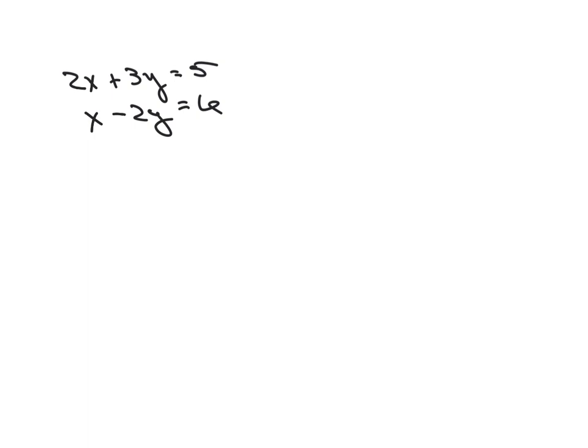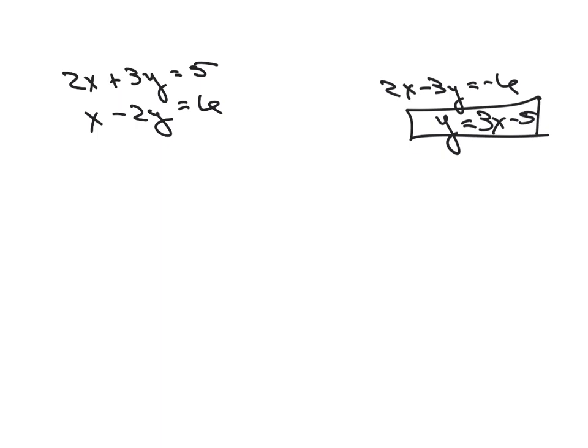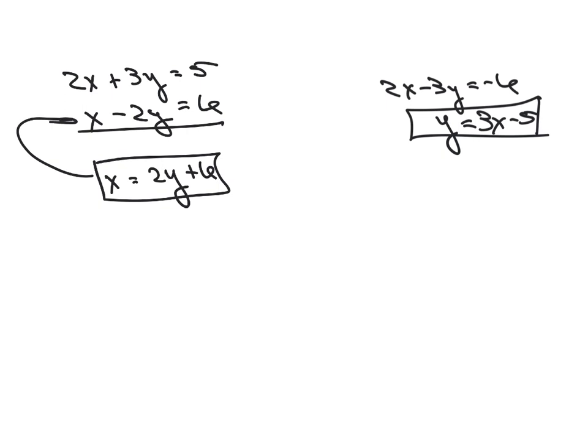So remember, in the substitution method on the last one, I had 2x minus 3y equals -6, and then I said y equals 3x minus 5. So one of the equations had the variable isolated or by itself. That has to be the case in order to use the substitution method. So let's go ahead and isolate the x. Let's add the 2y to both sides. So x equals 2y plus 6. So this is the same as this.